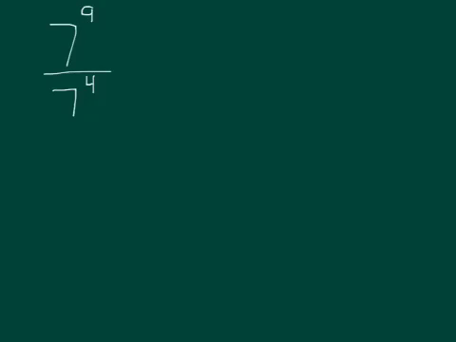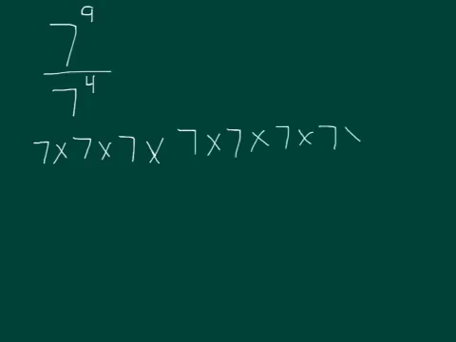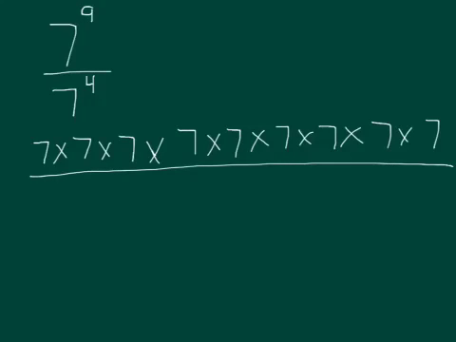And the easiest way to decide what the answer is going to be is to expand it out and show what it looks like. So 7 to the 9th would look like 7 times 7 times 7, 7 times itself 9 times. And that would be on the numerator part of the fraction, or on top. And on the bottom we'd have 4 7s as factors. 7 times 7 times 7 times 7.